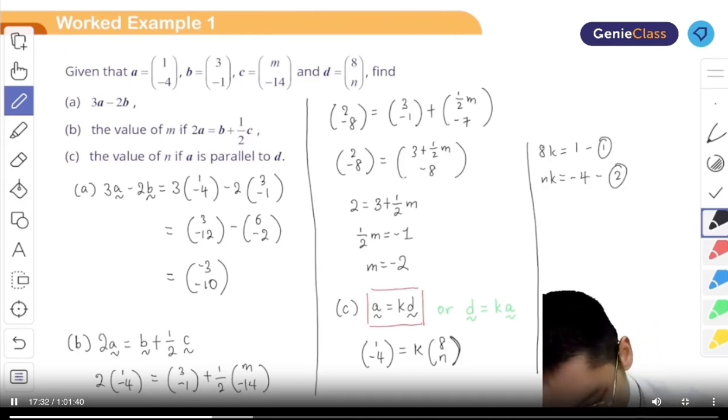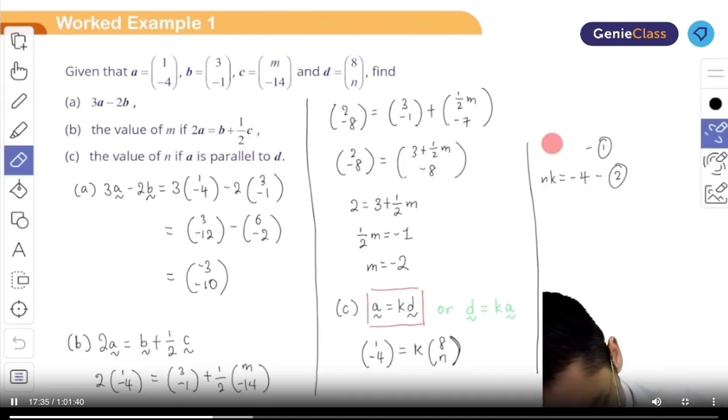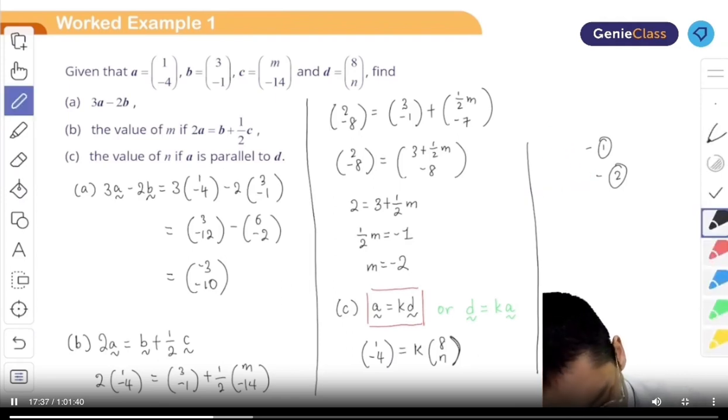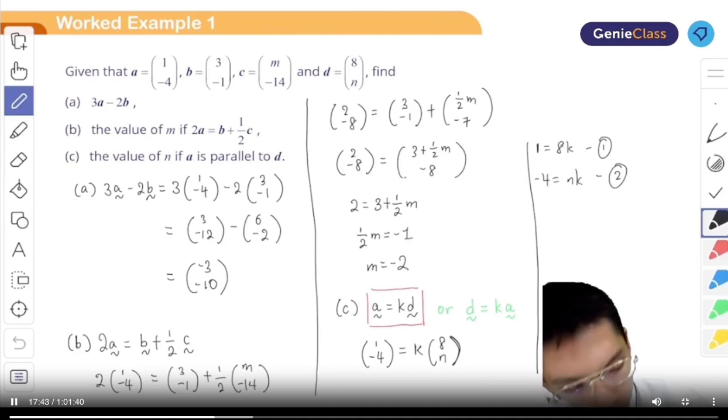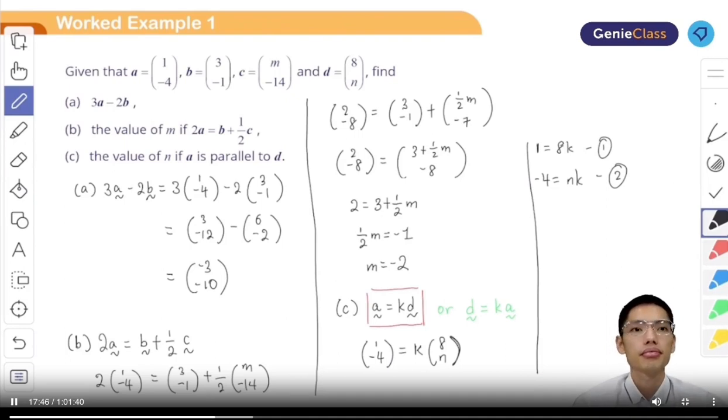No worries, I'll write the other side. Both are the same thing, but I'll write the other side to make things clearer. So 1 is equal to 8k and negative 4 is equal to nk. Guys, what do you think I can do first? No worries, Denise. In this case, the other equation, take note. I hope I've written what you desire. Both are correct because they are parallel, but in this case, we're just representing it in the scalar multiple. So just take note from there.